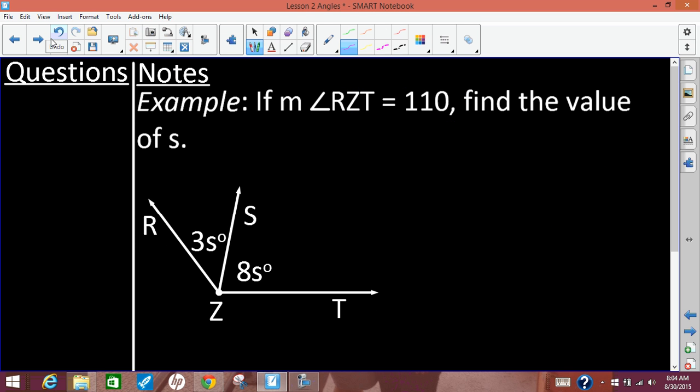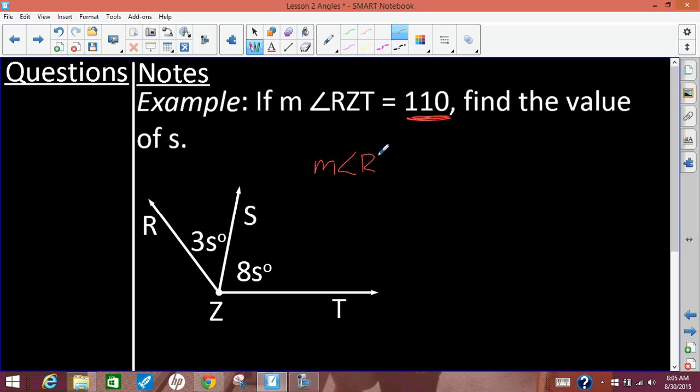Just go ahead and pause like you know you should be, and I want you to try this example. Press play, and you can watch me find the answer. So I'm given again RZT, I'm given the big angle, and I have two smaller angles, and I know those two smaller angles should add up to be 110. So I'm going to first write it in symbols.